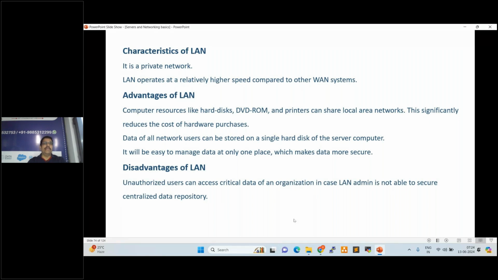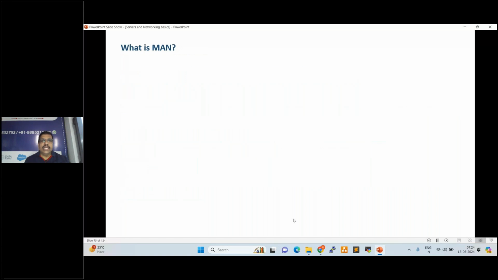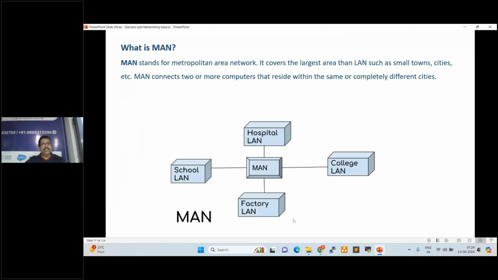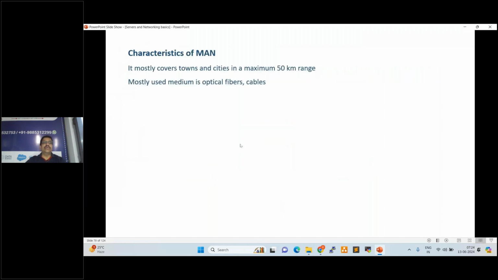Next one, MAN, Metropolitan Area Network. Yeah, it covers a larger area than LAN such as small towns, cities. MAN connects two or more computers that reside within the same or completely different cities, right? See here. So within the city or different cities also we can connect by using MAN. See here. So what are the characteristics? It mostly covers towns and cities in a maximum 50 kilometers range. The most used medium is optical fiber cables. Optical fiber is a bit costlier, very fast, right?